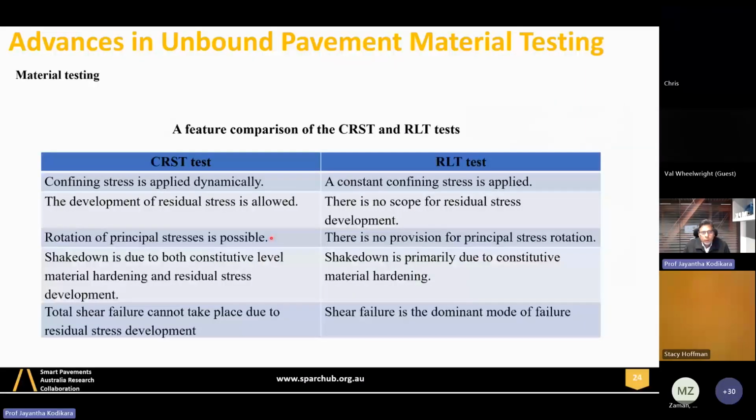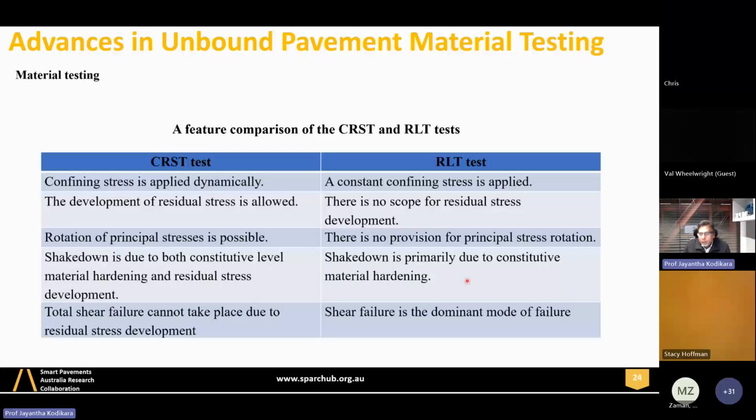So as you can see from this table, we are comparing the constant radial stiffness CRST test on the left-hand side and the RLT test on the right-hand side. In RLT, a constant confining stress is applied. In CRST, confining stress is applied dynamically. And in RLT, there is no scope for residual stress development, whereas CRST can develop residual stresses. And residual stresses, or lock-in stresses, are very important for achieving the resilient state or shakedown, right? If you know shakedown theory in plasticity theory, residual stress is the key feature that leads to shakedown. But in RLT, there is no shakedown.